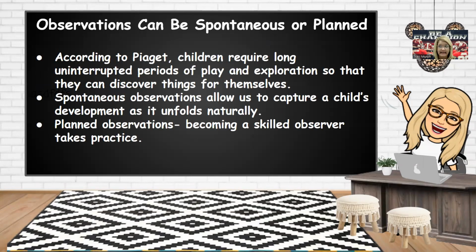Observations can be spontaneous or planned. Spontaneous observations occur all the time. According to Piaget, children require long, uninterrupted periods of play and exploration so that they can discover things for themselves. If we truly believe that children are capable of socializing, problem solving, and creating complex systems with rules, then we can successfully use spontaneous observations to capture a child's development as it unfolds naturally.